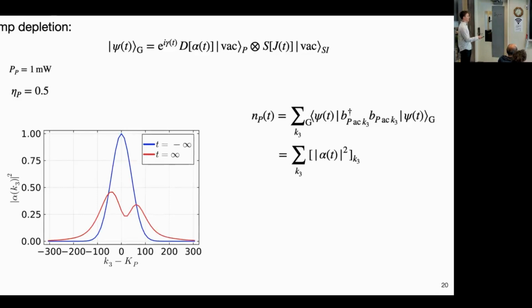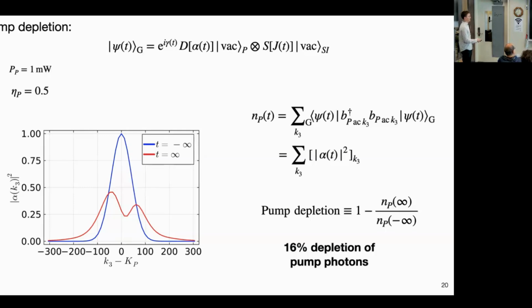Okay, so here's the coherent state for the pump evaluated at two different times. At the initial time, we choose it to be this Gaussian shape. And at infinite time, after the process is finished, you see that the Gaussian shape is modified by the nonlinear generation of signal and idler. And so we can calculate the pump depletion by 1 minus this ratio, which is the number of photons in the asymptotic infield at infinity divided by what it was at the initial time. And there's 16% depletion of pump photons.